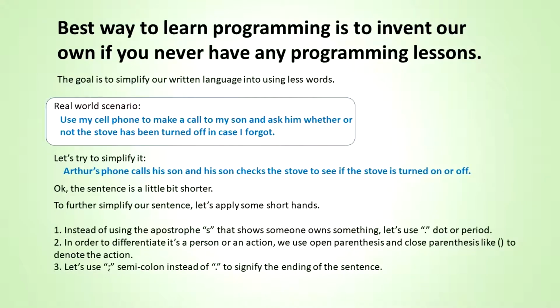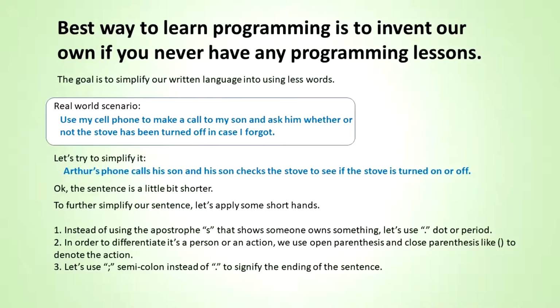To further simplify our sentence, let's apply some shorthands. Number 1. Instead of using the apostrophe s that shows someone owns something, let's use a dot or period. Number 2. In order to differentiate a person from an action, we use open parenthesis and close parenthesis like this to denote the action. Number 3. Let's use a semicolon instead of the period to signify the ending of the sentence.